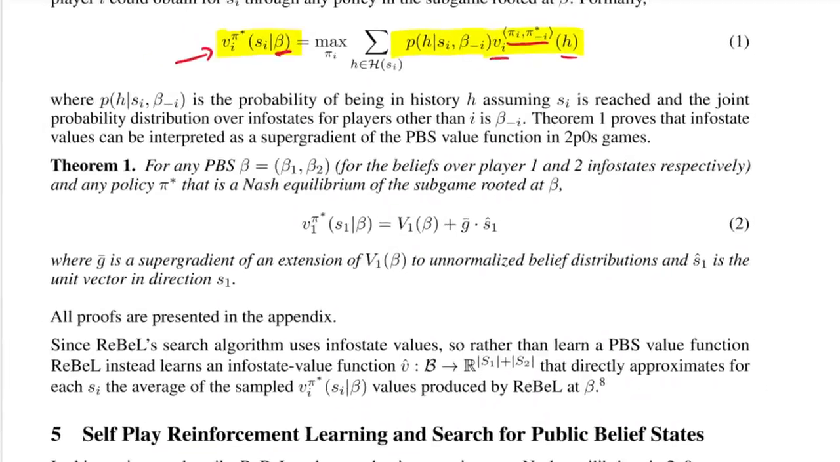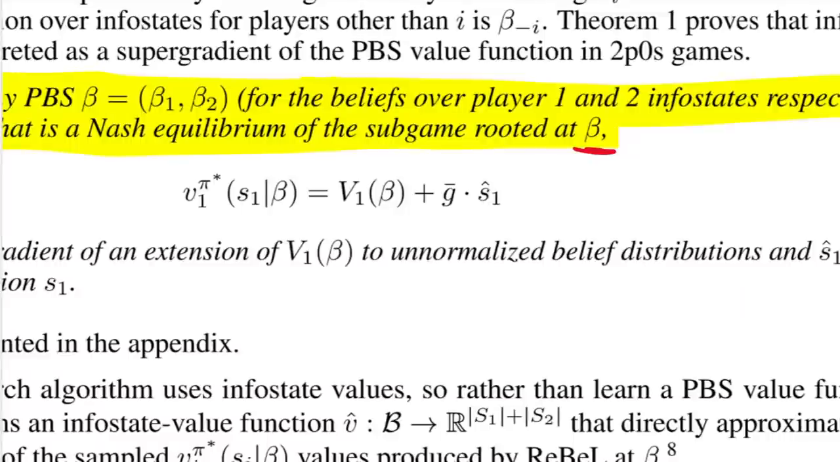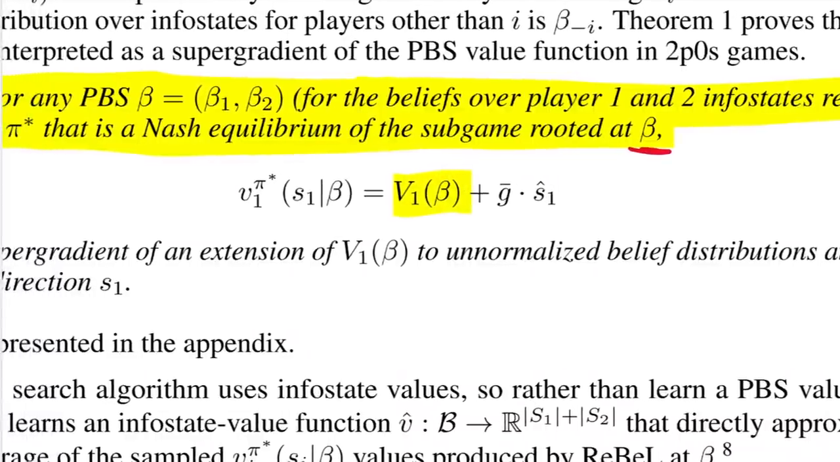So they say, for any public belief state, for the beliefs of player one and player two info states respectively, and any policy pi star that is a Nash equilibrium of the subgame rooted at beta, so now we root subgames at public belief states, this thing holds right here. So as you can see, this connects the value of the public belief states, which is what we need in order for the search algorithm to work, to the value of info states. And info states are way lower dimensional than public belief states.